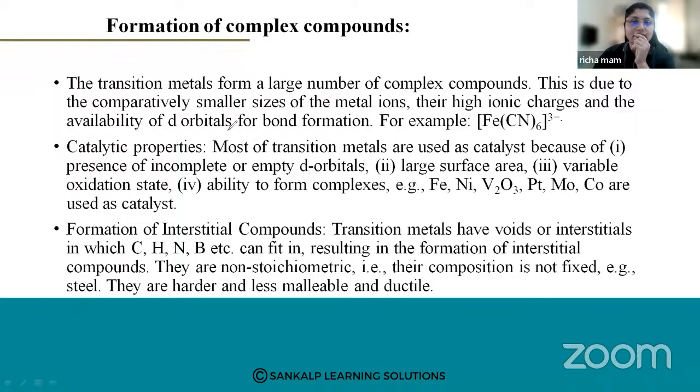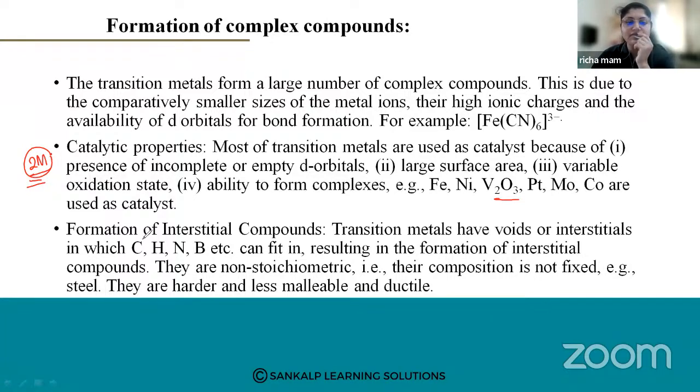I hope it is clear. So we have seen formation of complex compounds and catalytic properties. Catalytic properties are important, so please mark it important for 2 marks. It can be a question asked for 2 marks: explain the catalytic property of transition metals. So you have to explain why most of the transition metals are used as catalyst, what the reason is, and then give some examples of catalysts and where they are used. You can give the examples of Fe, nickel, vanadium oxide.